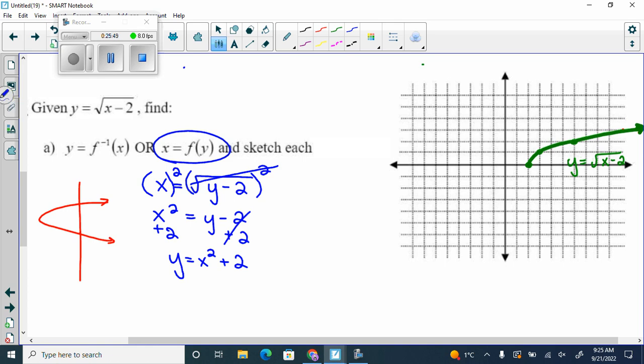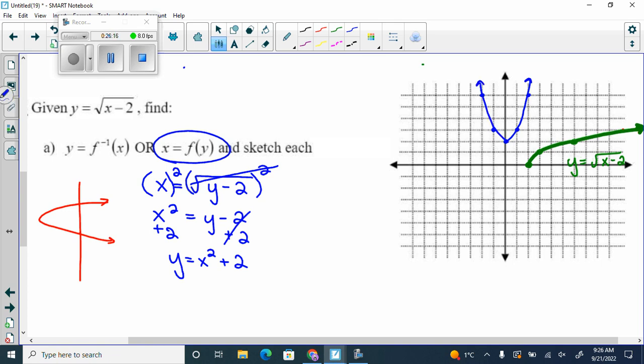So our x squared is normally at 0, 0, 1, 1, negative 1, 1, 2, 4, and then negative 2, 4. We're just moving it 2 up. So instead of being 0, 0, it's going to be here. And then 1, 1 is now going to be 1, 3. Negative 1, 1, negative 1, 3. 2, 4 is now going to be 2, 6. Negative 2, 6. Wait a second.